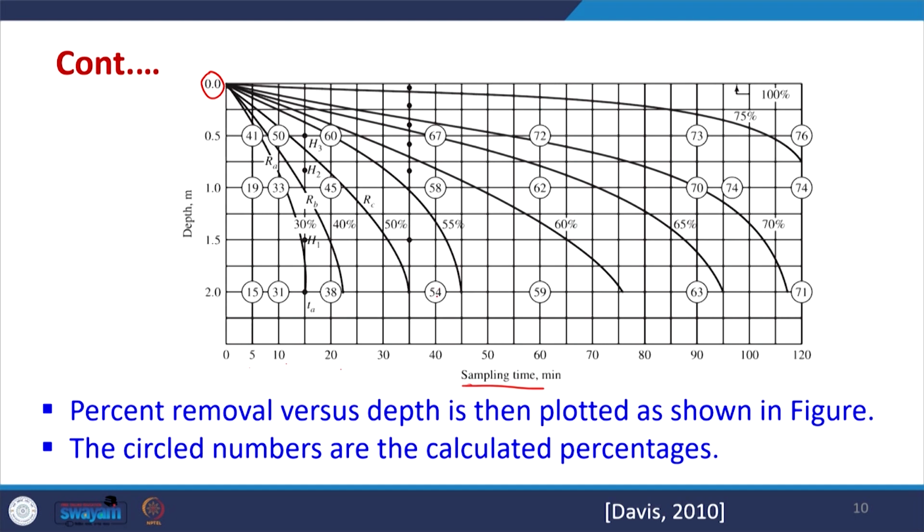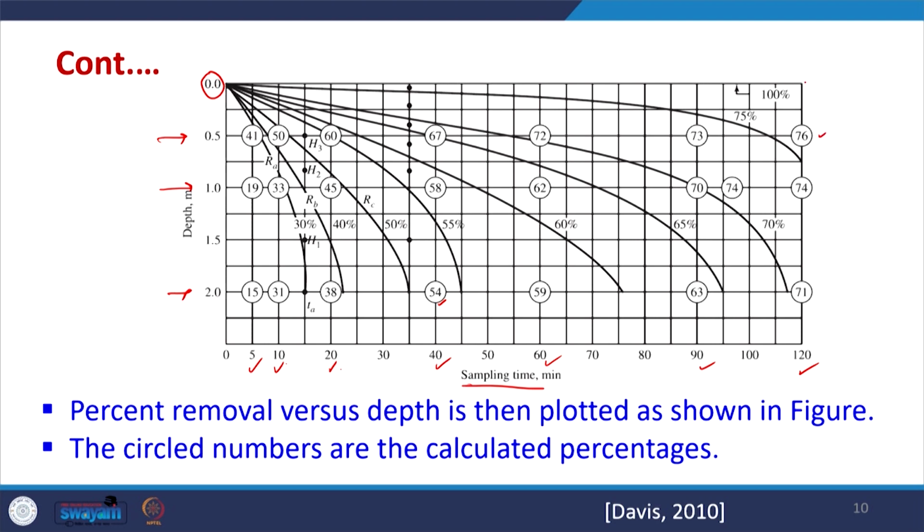The circled numbers are the actual removal efficiencies which have been calculated. So, we can see here at 2 meter depth, 1 meter depth, 0.5 meter depth, the values have been calculated at some particular times: 40 minutes, 60 minutes, 90 minutes. So, this is how these are plotted. Now, the depth has been taken from bottom up. So, we can see here the maximum efficiency is like here.